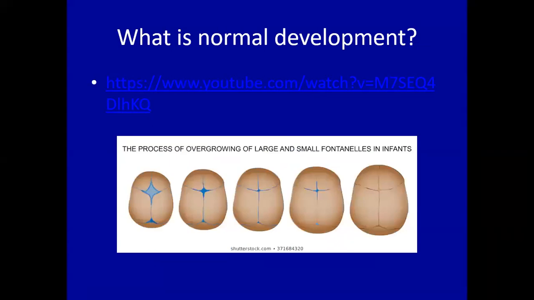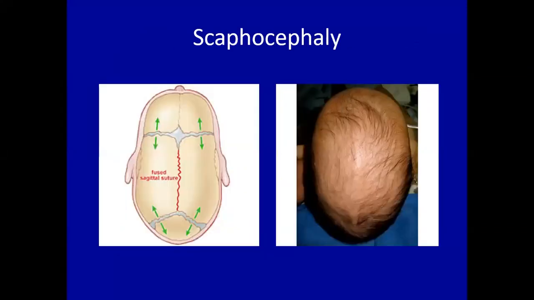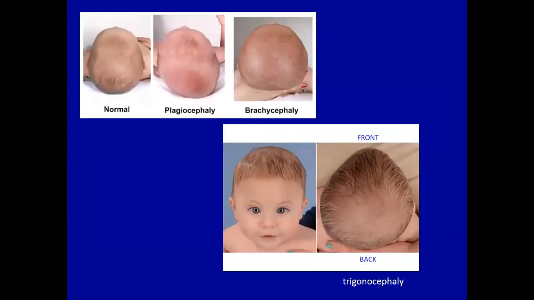So what I want you to do is go ahead and watch this as well. What is normal? The process of overgrowing of the large and small fontanelles in infants. This is a very helpful YouTube video that helps you kind of get your mind around this. But this is the normal kind of closure of these suture lines. This is a scaphocephaly. So in the sagittal plane, that suture has closed early, causing elongation of the skull.